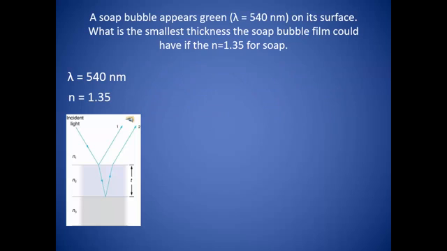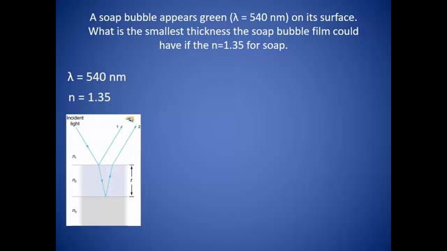So we have a soap bubble that appears green on its surface. What is the smallest thickness the soap bubble film could have if the index of refraction is 1.35 for the soap? So we can assume the light is reflected perpendicularly from the inner surface of the bubble. The path difference of these two rays is defined as 2t, where t is the thickness of the soap bubble. So ray 2 travels a distance 2t further than ray 1.